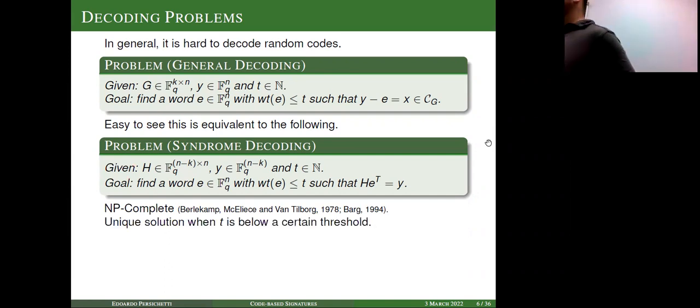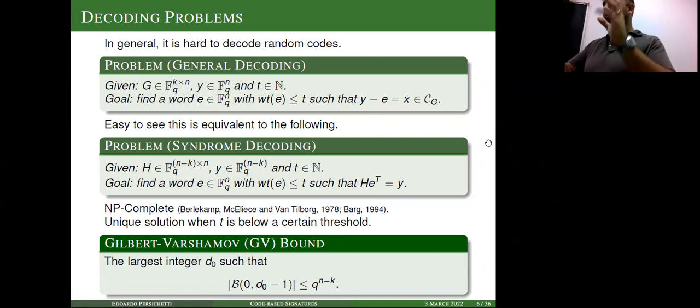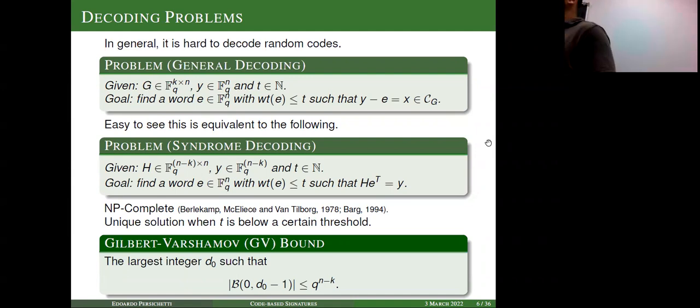We also have a unique solution when t is below a certain threshold. Again, I don't want to go into too many details here. There's this combinatorial bound, which we call the Gilbert-Varshamov bound, or GV bound, and it's a bound on the size of these spheres centered on the code words. Because of this, if we are within this bound, then we have a unique solution, right? So if the number of errors is small, then there's only one code word that could possibly correspond to it. Yes, this is good, of course, if we try to do cryptography.